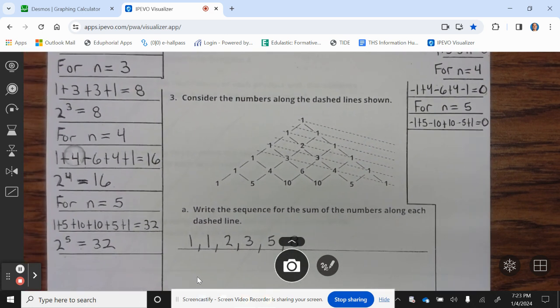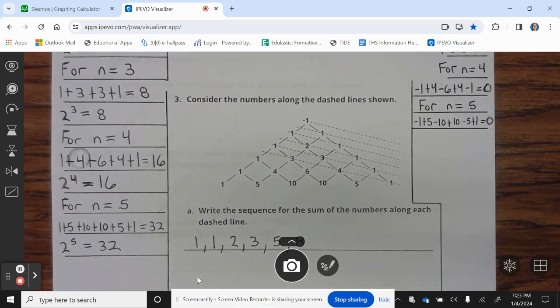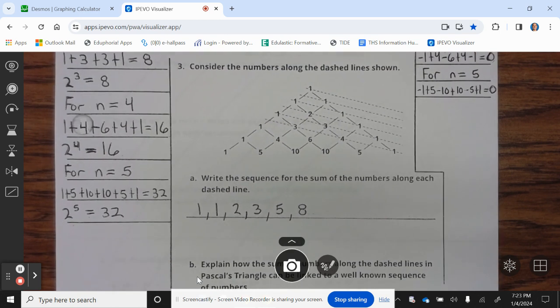Okay, 3. Consider the numbers along the dashed lines. Write the sequence for the sum of the numbers along each dashed line. They are 1, 1, 2, 3, 5, and 8.